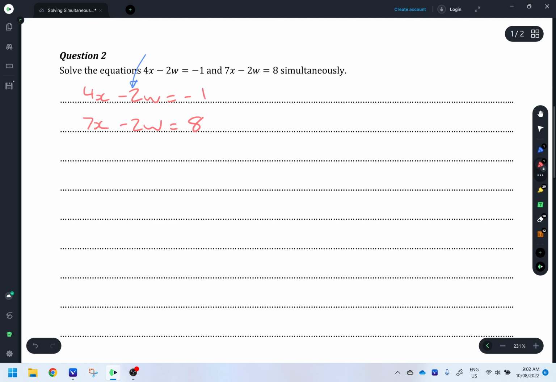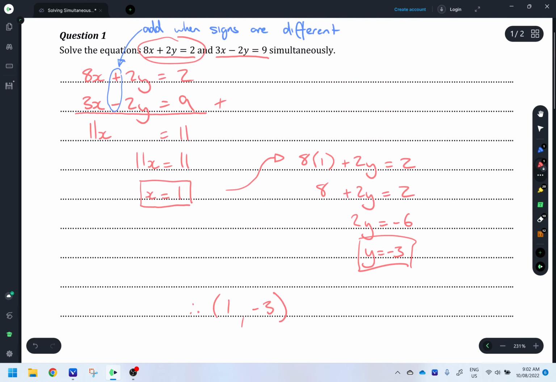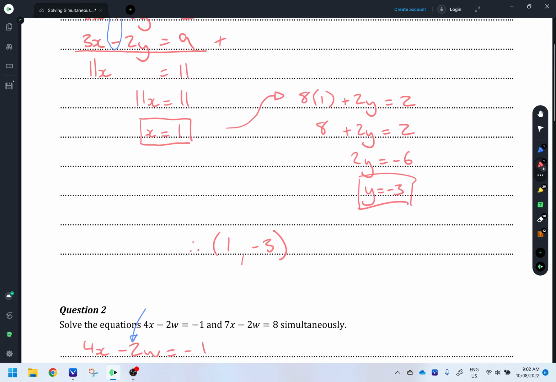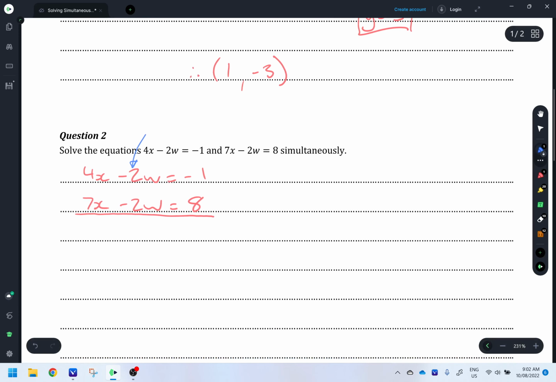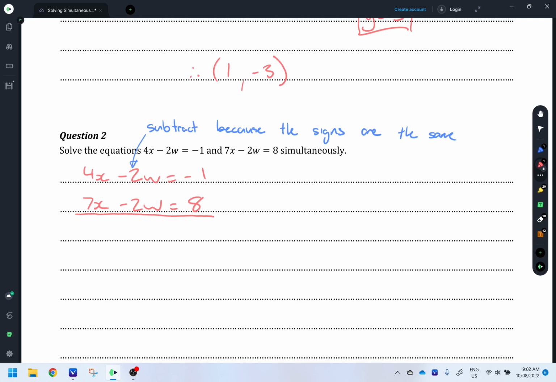Except this time, they're both negative 2. So in the previous question, one was a positive 2 and one was a negative 2, so I added. This time, the signs are the same, so we subtract, because the signs are the same. And that's the key thing with the elimination method. You need to check to see, well, the signs are the same, and therefore we want to subtract. If they were different, we want to add.